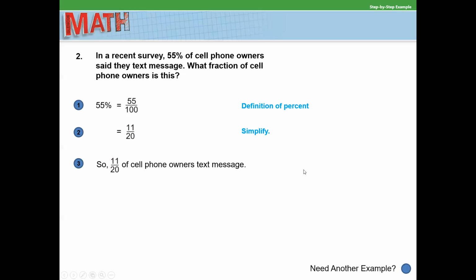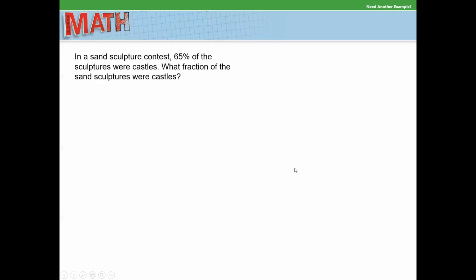Need another example? In a sand sculpture contest, 65% of the sculptures were castles. What fraction of the sand sculptures were castles? Press pause on the video, show all of your work in your math notebook. Press play when you're ready to go on.